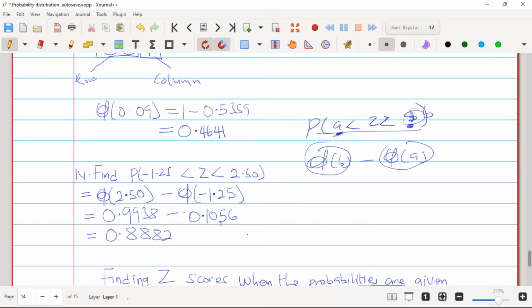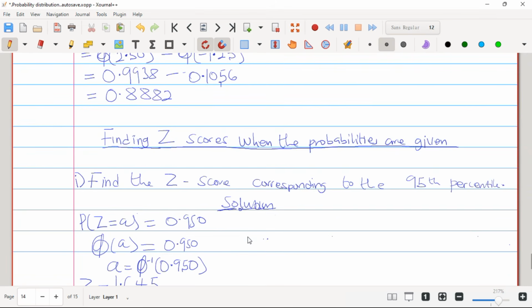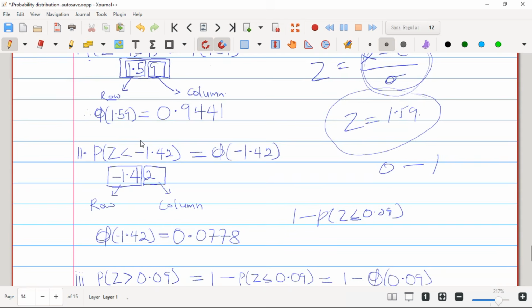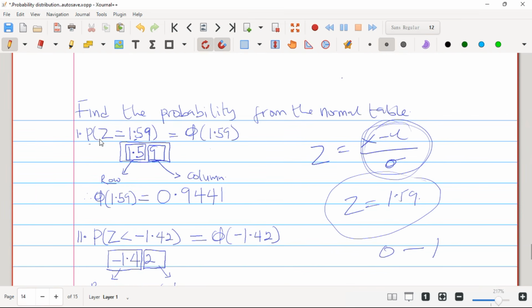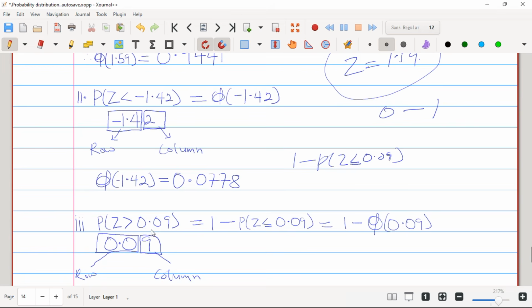So this is how we are going to find our probabilities for the normal distribution when we are being asked to do so. So what about when our z-score is given? When we are to find our z-score, when the probability is being given to us. So sometimes, for this question, our z-score was given to us, right? You could see that our z-score was given to us in this question, and then we have been asked to find the probabilities.